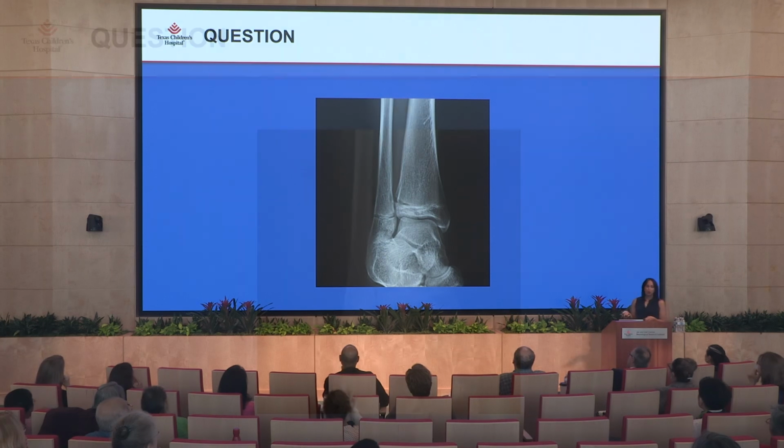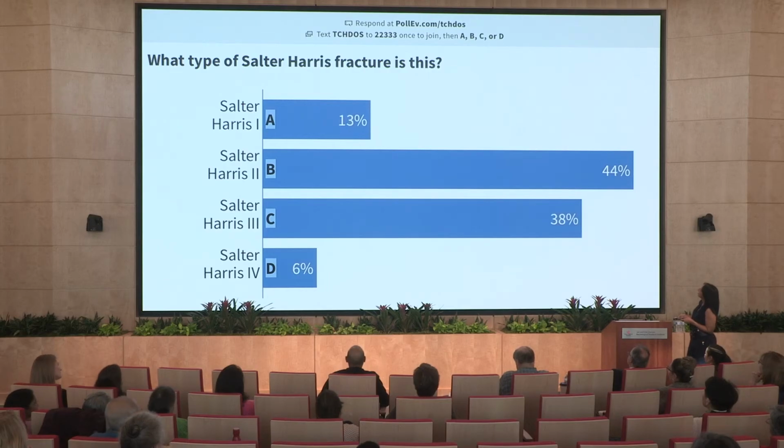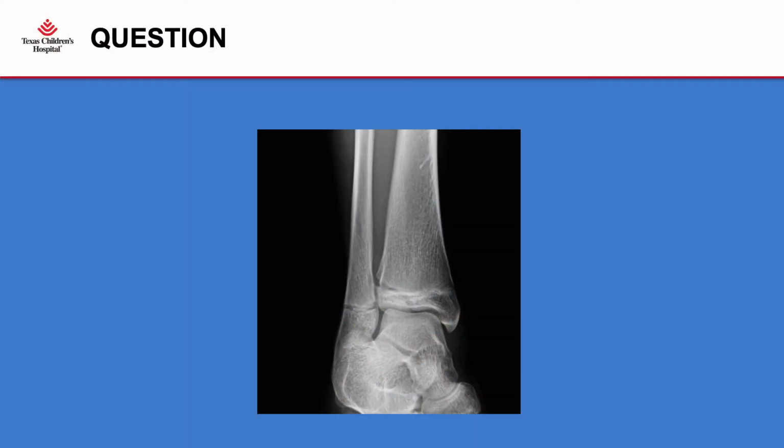So I know we have this polling system. So what Salter-Harris fracture pattern is this? You're close. So actually, it is a Salter-Harris 3 fracture. So, this starts in the physis and goes to the joint surface. So that's a Salter-Harris 3.